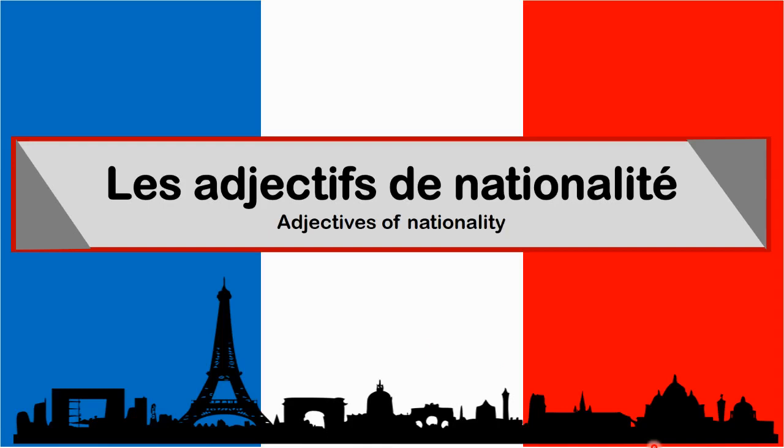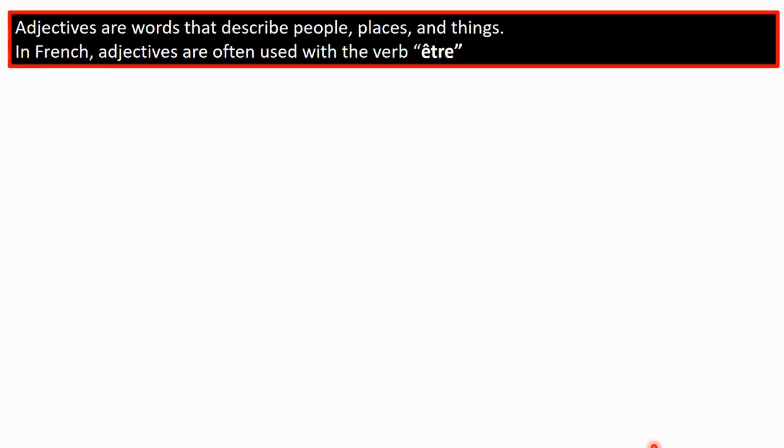Today's lesson is about the adjectives of nationality. So what is an adjective? It's a word that describes people, places, and things. In French, adjectives are often used with the verb être, the verb to be. I hope that you remember the conjugation of the verb to be. Let's have a look in case you forgot.